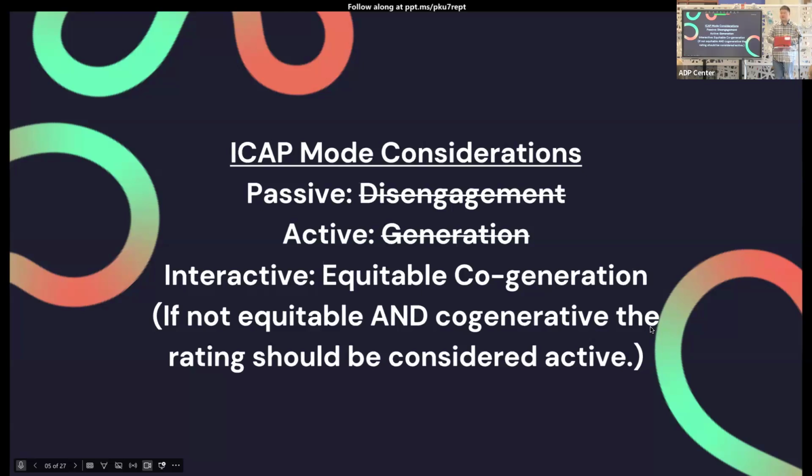Interactive, another part of interactive that's really important to talk about is that when we talk about collaboration, even in the collab, so I have a paper on ICAP and cooperative learning right now in the AERA SIG.